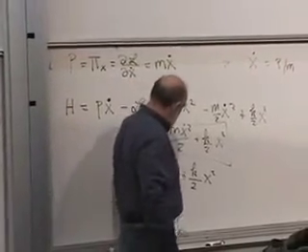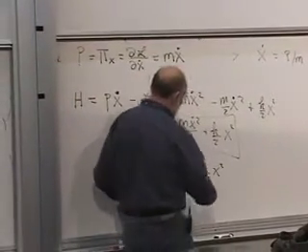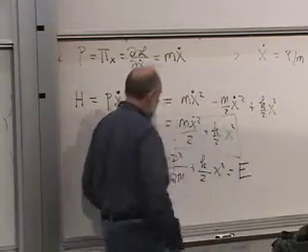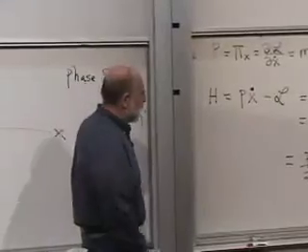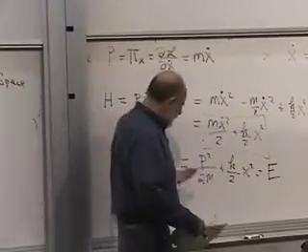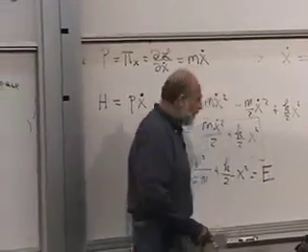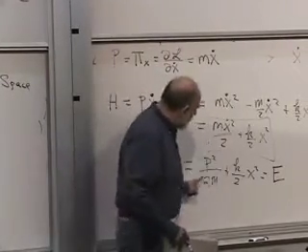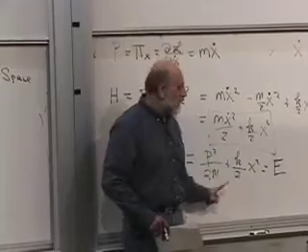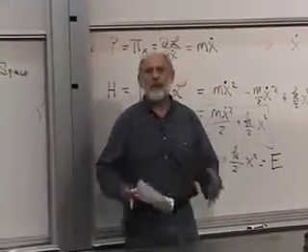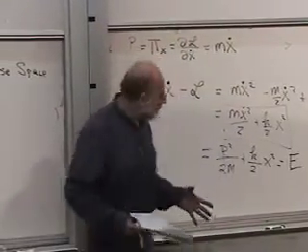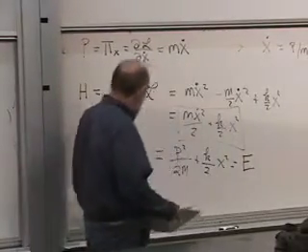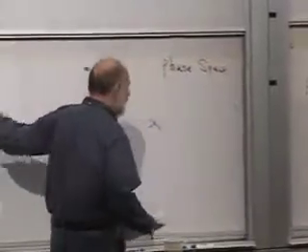That means that p squared over 2m plus k over 2 x squared is equal to the energy. Call it the Hamiltonian or the energy, same thing. Sometimes I'll call it energy, sometimes I'll call it Hamiltonian. We tend to call it Hamiltonian when we're talking about its functional form in terms of x and p. We tend to call it energy when we're just thinking about the numerical value of the energy. The numerical value of the energy is conserved with time. It doesn't change.